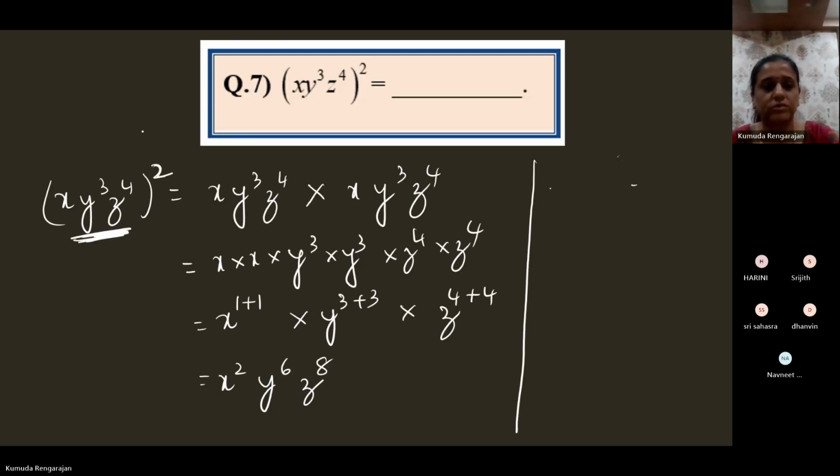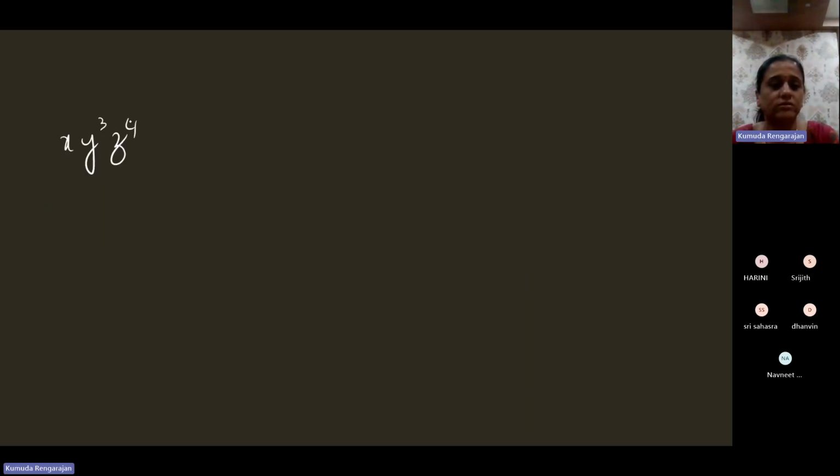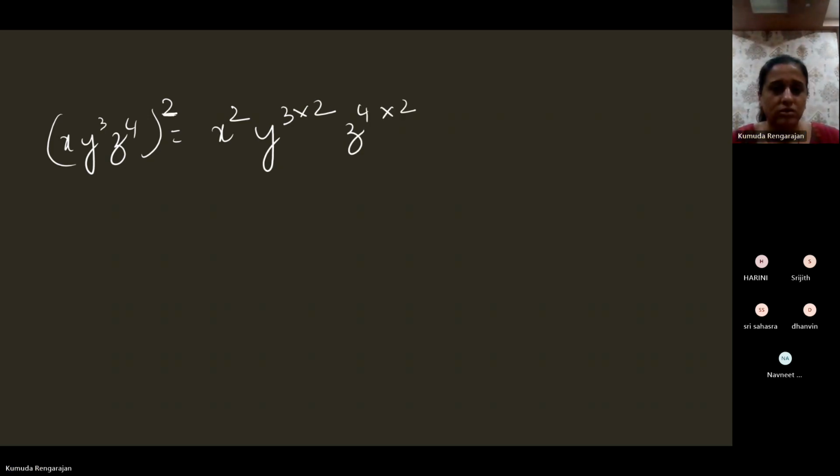So (xy cubed z to the power 4) the whole squared is equal to x squared, y to the power 3 into 2, z to the power 4 into 2. See, the power 2 is for x, y cubed and z to the power 4. The power 2 should be applied for every member inside the bracket. So you have x, you have y cubed, you have z to the power 4 inside the bracket. You need to apply 2 to every member.